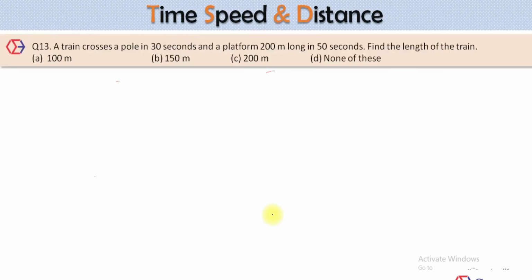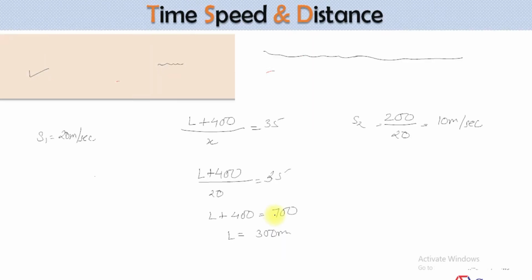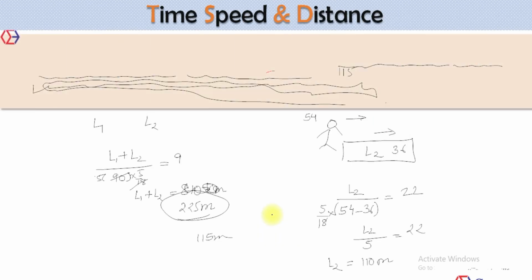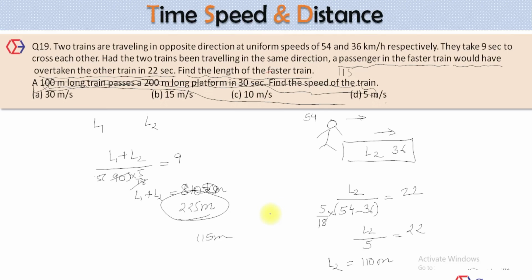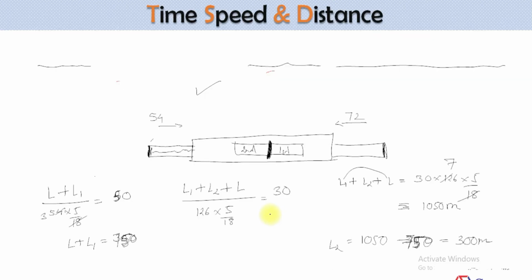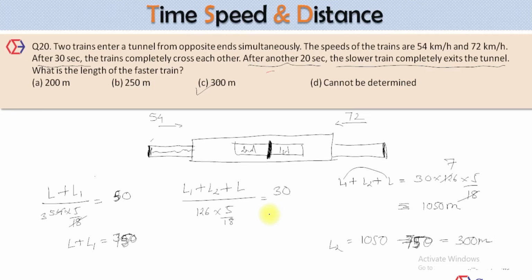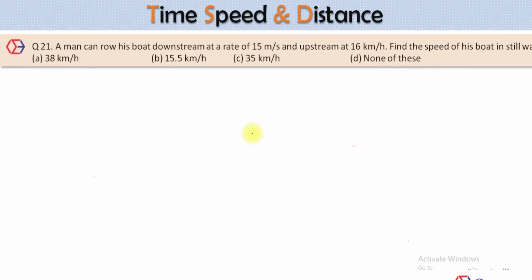A man can row his boat downstream at a rate of 15 meters per second and upstream at 16 kilometers per hour. Find the speed of his boat in still water. If you look at both the speeds, upstream and downstream, one of the speeds is given in terms of meters per second, and the other one is given in terms of kilometers per hour. So you'll have to convert that. Yes or no? Look at this.